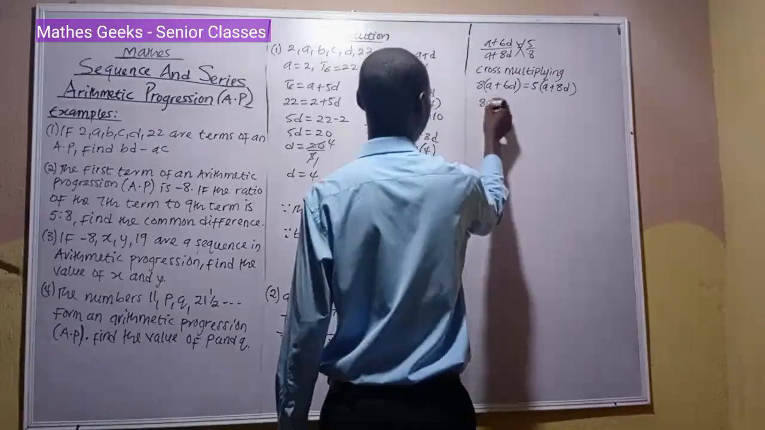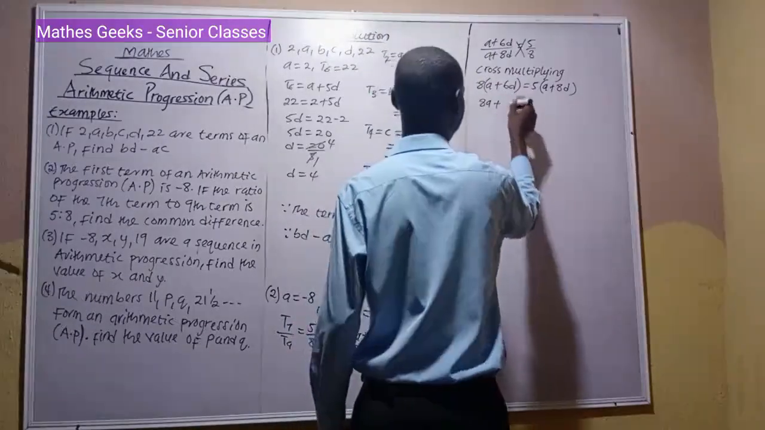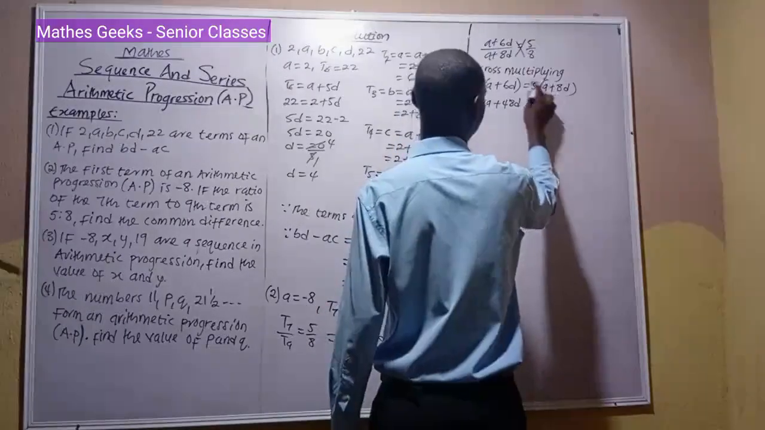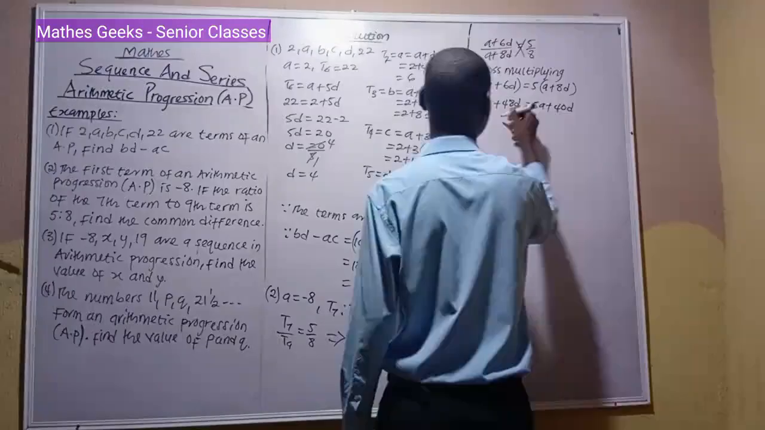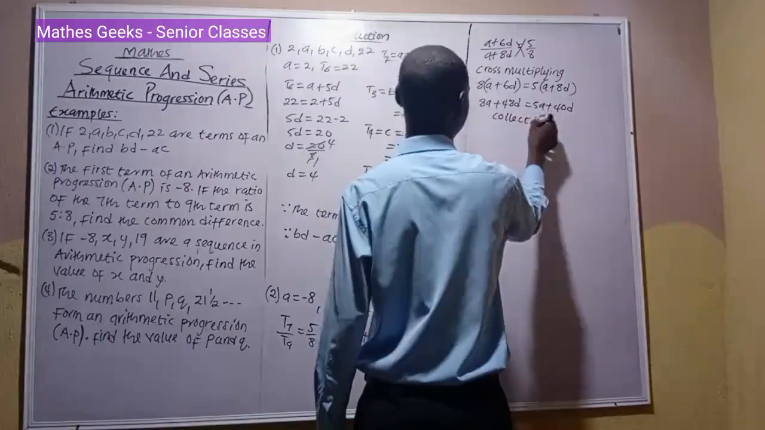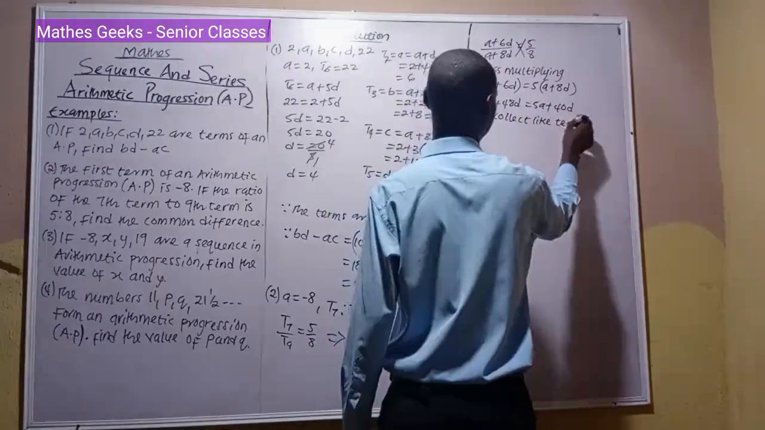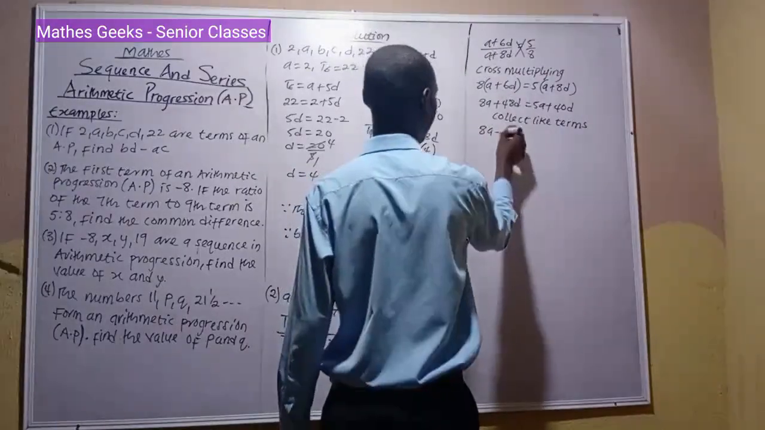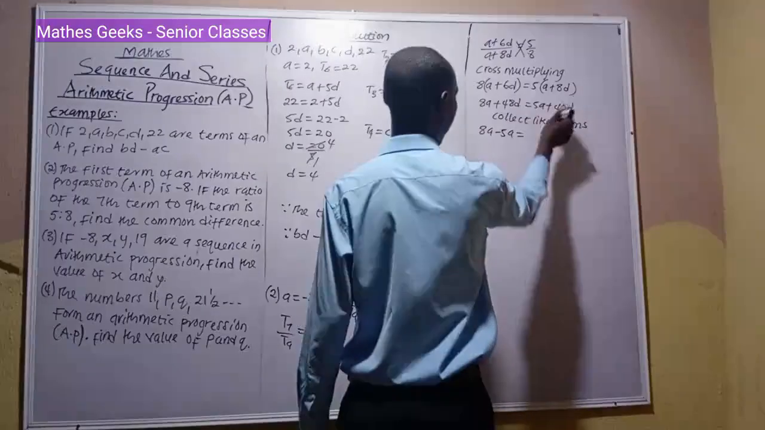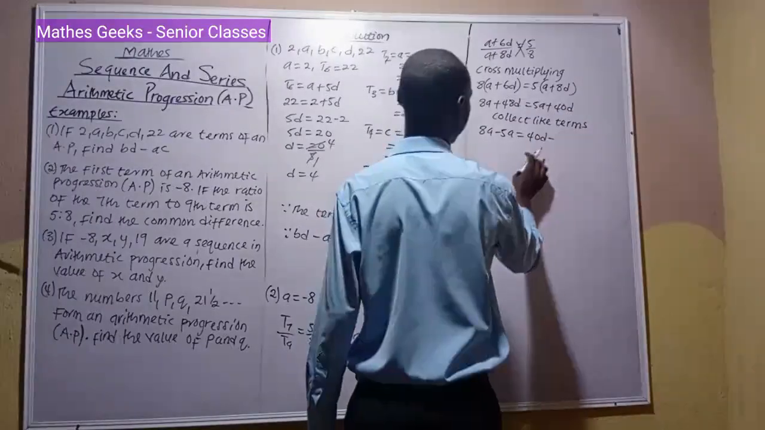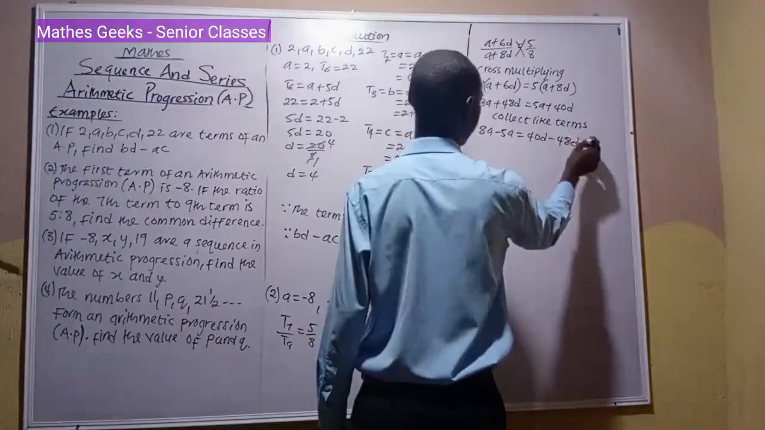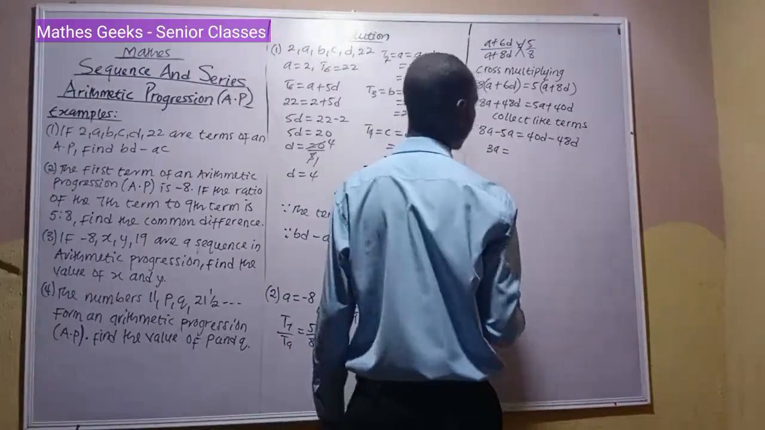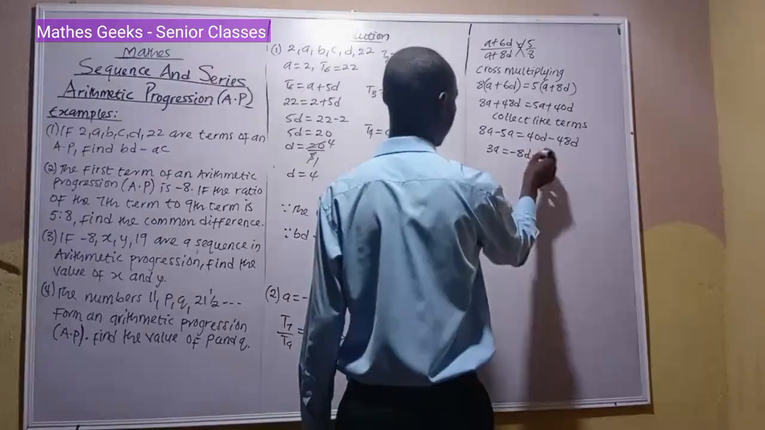8 times A gives 8A. 8 times 6, 48D. 5 times A, 5A. 5 times 8, 40D. Collect like terms. 8A, so cross over to become minus, and 40D minus 48D. 8A minus 5A is 3A. 40D minus 48D will give us minus 8D.